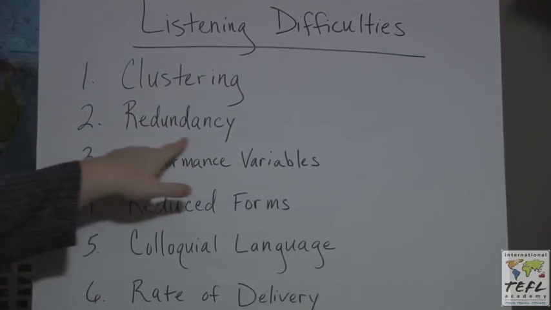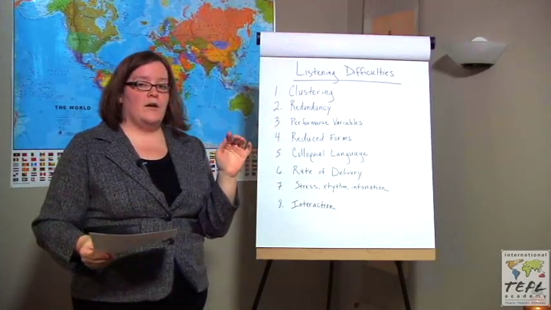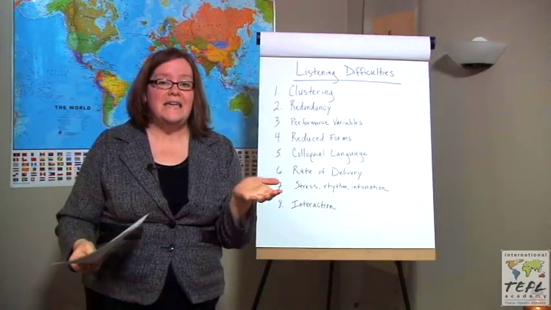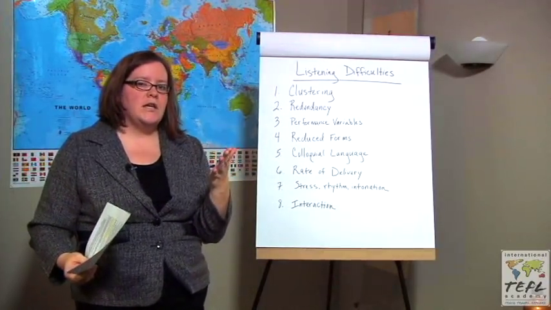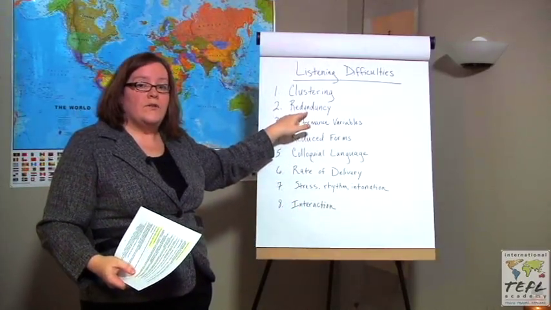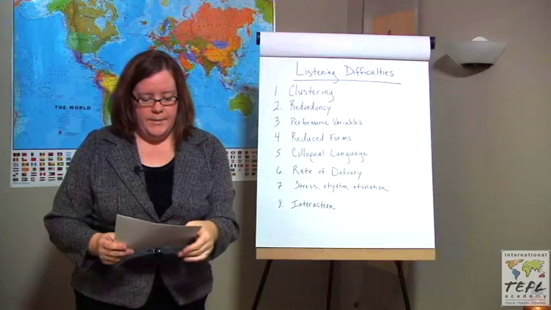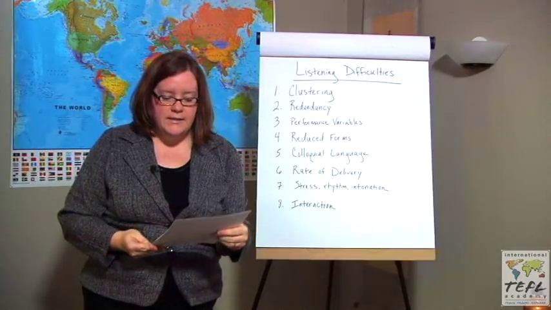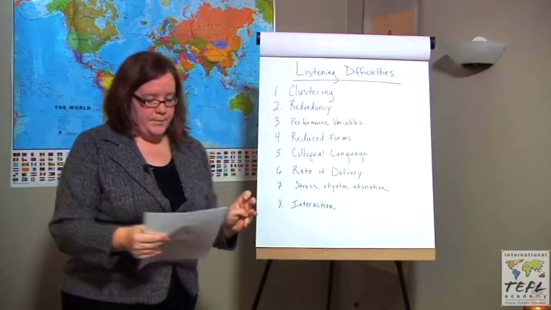Number 2 is redundancy. In oral speech, we use a lot of words repeatedly. For instance, I mean, you know, like. Those are words that become repeated over and over again in oral language that a student would not see in written language. So that becomes another difficulty in listening. Number 3, performance variables. This could include hesitation, false starts, pauses, self-correction. Those are all very different from written language.